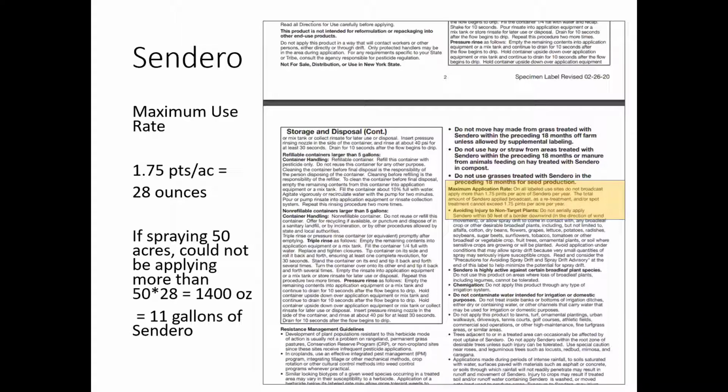So this is a screenshot of the Sendera label, which you can go online, search, and find pretty easily. Highlighted here is the maximum application rate. In this example, Sendera's max use rate is 1.75 pints or 28 ounces. So for a 50-acre place being cost shared, the maximum amount of Sendera they could legally use for the job would be 11 gallons of Sendera. Otherwise, the estimates of the amount of mix needed to cover the plants properly would have to be done and multiplied by the number of plants.